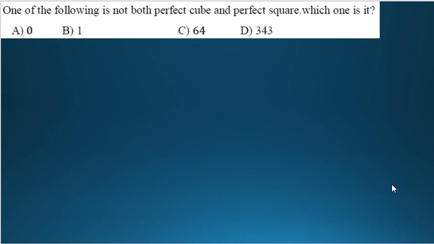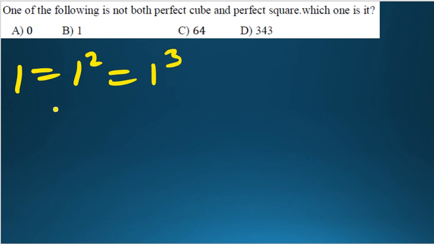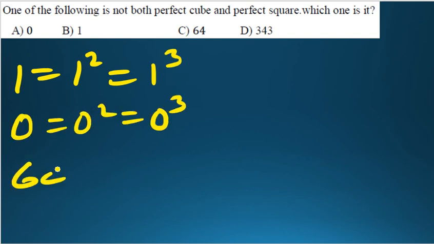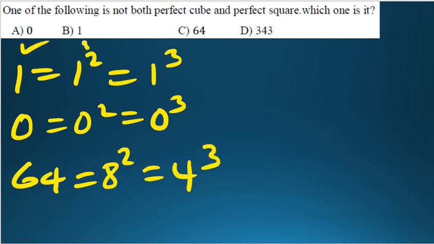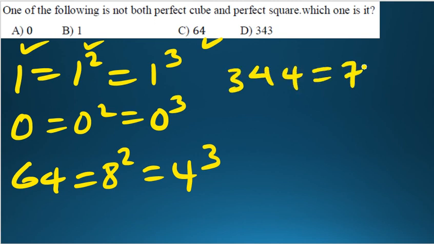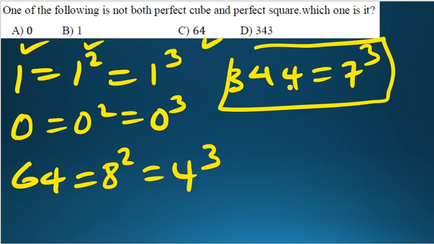The next one: which one of the following is not both a perfect cube and a perfect square number? Obviously 1. 1 is the same as 1 square, it is the same as 1 cube. What about 0? 0 also, 0 square or 0 cube, it's okay. What about 64? I can write 8 square or 4 cube. So A, B, C work, but 343 is the same as 7 cube only. It's a perfect cube number, but not a perfect square number. So the answer, which one is not both? That is D.